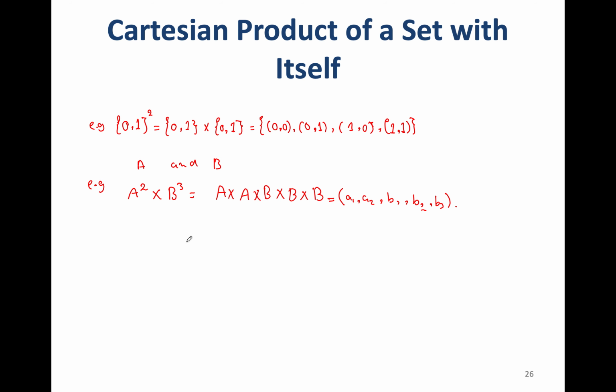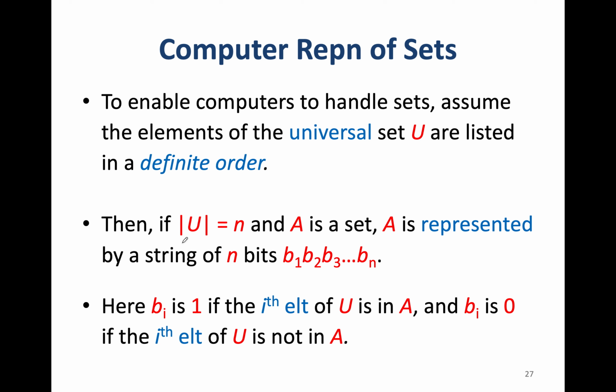Now the last part of our session today is the computer representation of sets. To enable the computer to handle sets, we assume the elements of the universal set U are listed in a definite order. So if we got n elements in U and a set A, now the set A will be represented by n bits, the same number as the elements of our universal set. So it will be B1, B2, B3 until Bn.